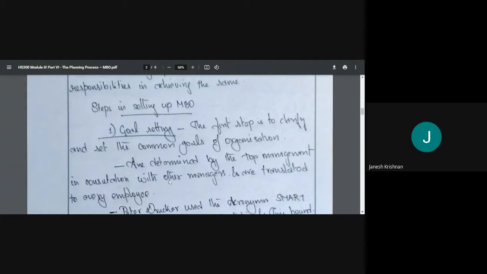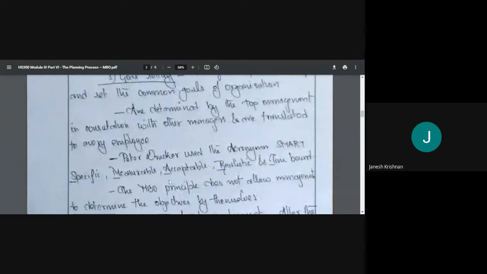Okay? So the top management will say we need to produce 1,000 pens. How? It will be with consultation with the other managers also. Maybe sometimes what happens is the top manager says we need to produce 1,000 pens, but we may not have the resources. We may have the resources to produce only 800 pens. So that should be discussed.